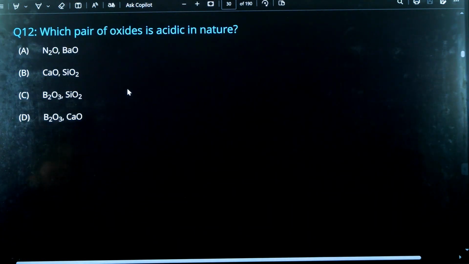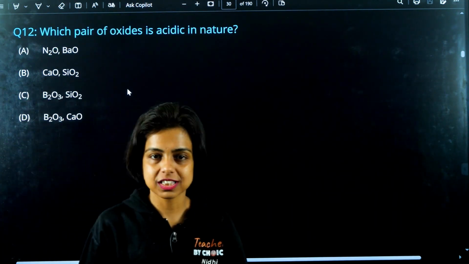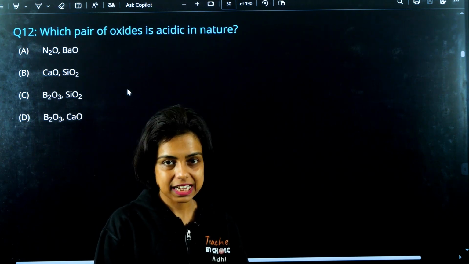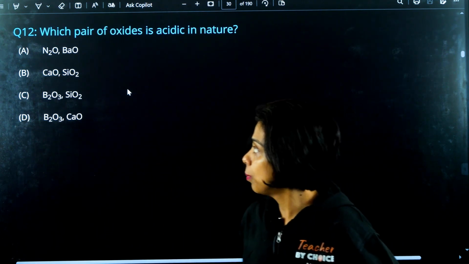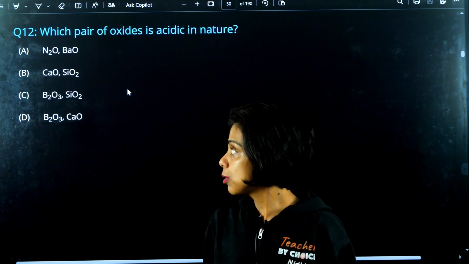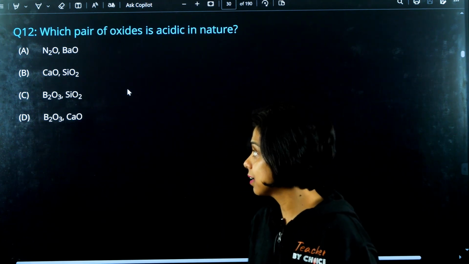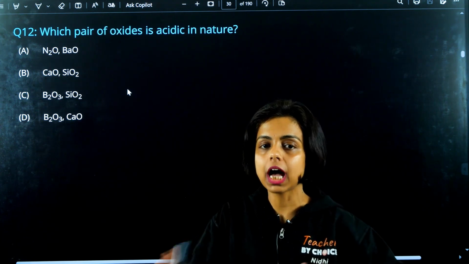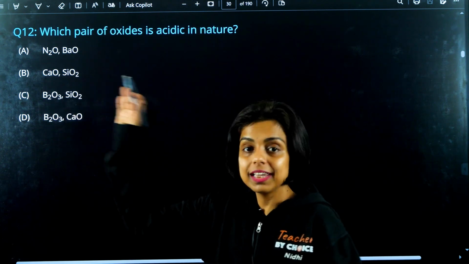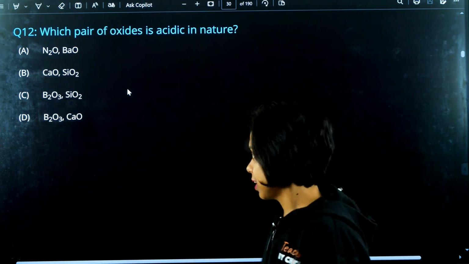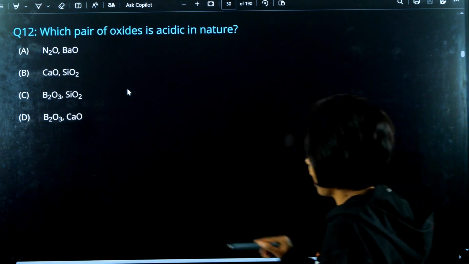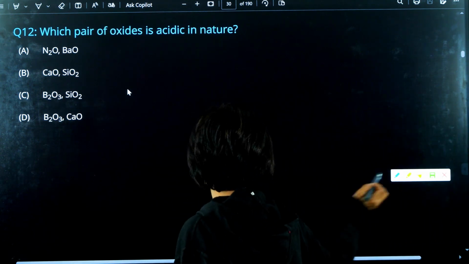Which of the oxides is acidic in nature? You know, non-metallic oxides are acidic. Metallic oxides are basic. Let's check. N2O neutral, BaO, metallic oxide, basic, calcium oxide basic, silicon oxide acidic. We have to figure out an option where both are acidic. B2O3 acidic oxide, SiO2 non-metallic oxide, again acidic oxide. So of course we'll mark our answer as C.